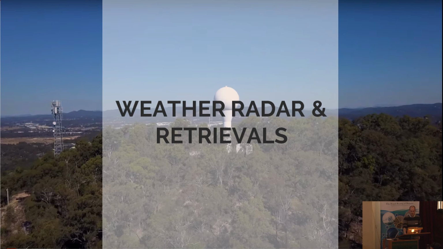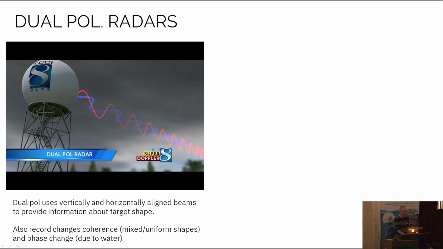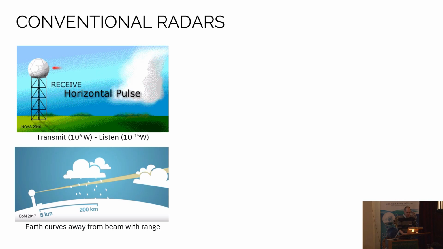So starting off with the primer, looking at weather radars and retrievals. Our conventional radars, which the Bureau uses across the country, rely on a fairly simple principle. They transmit a pulse of radiation and then spend 99.9% of the time listening. That pulse is on the order of 1 million watts, and it listens for scattered radiation, or whatever's out there in the pulse's path, on the order of 10 to the minus 15 watts. So that's our basic principle.